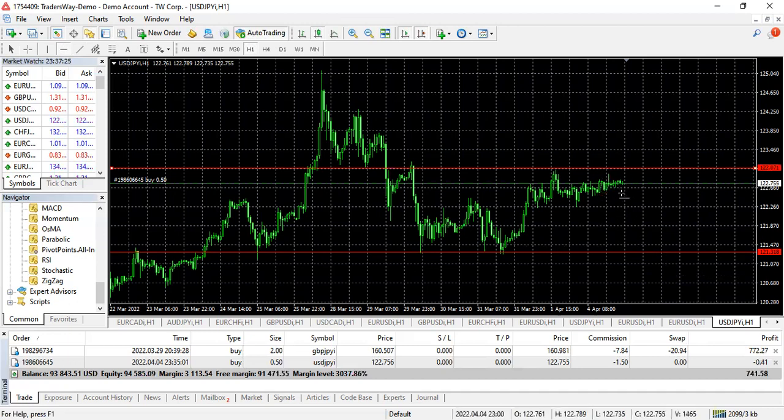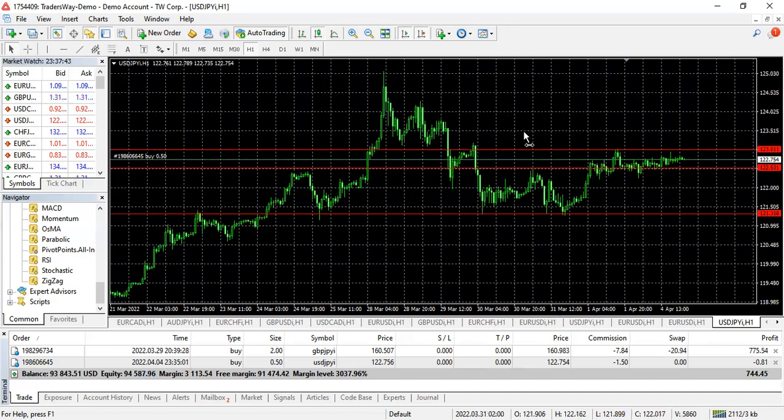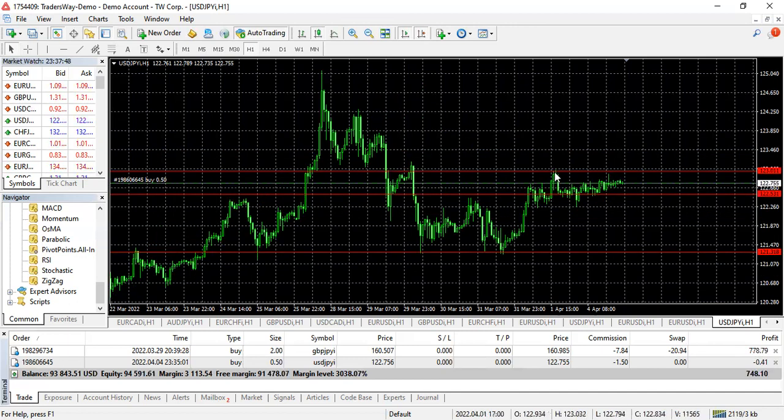And I want to set my entry point here. Using support and resistance stop loss tells me that I have to find a strong support or resistance to use as my stop loss. Here I find a support, and here, and here. I also have a resistance here.